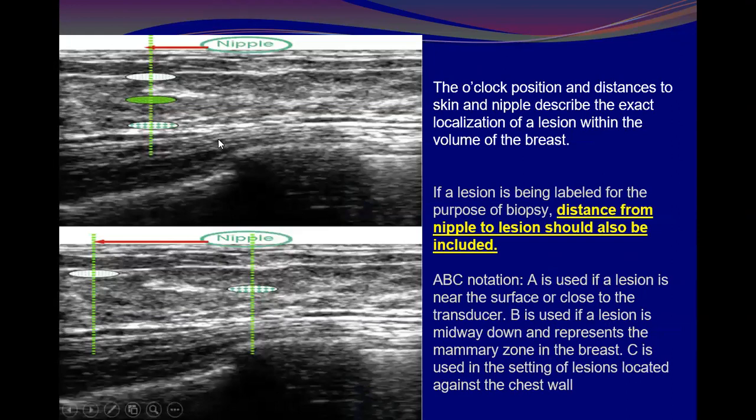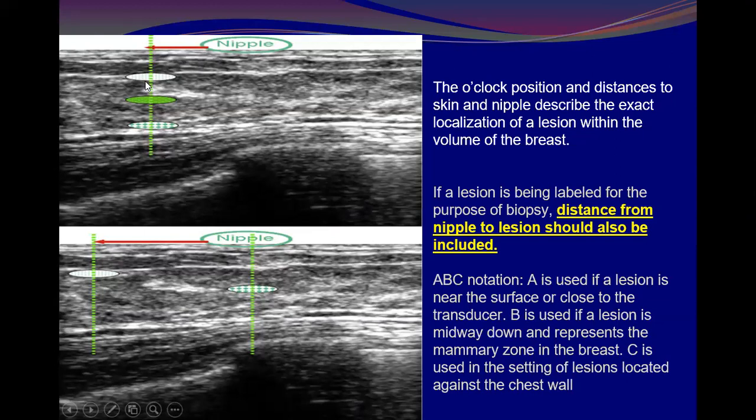This image demonstrates the lesions at anterior, middle, and posterior, and their distance from the skin. And the distance here from the nipple, we will not measure it like that. We'll measure the distance by making a perpendicular line toward the skin, and then from the skin to the nipple, to measure the distance from the nipple.